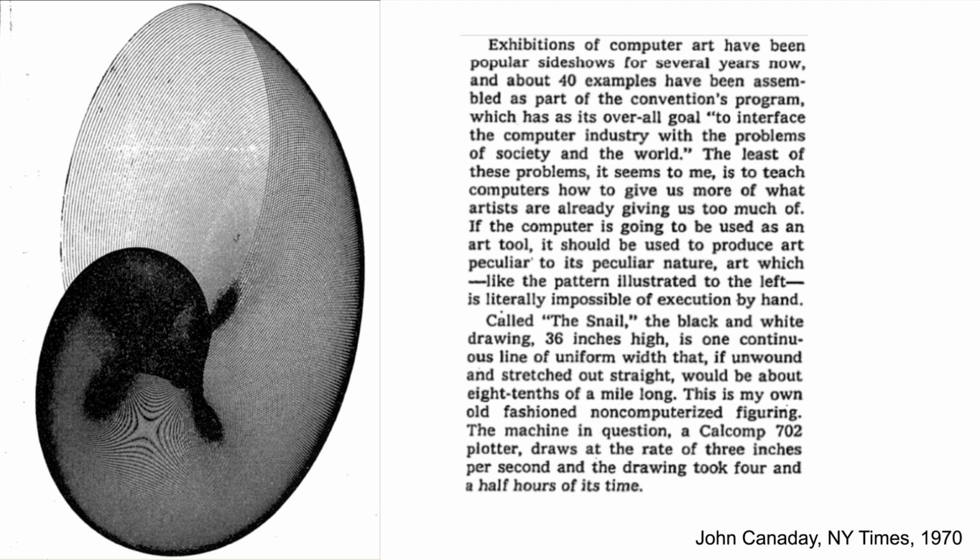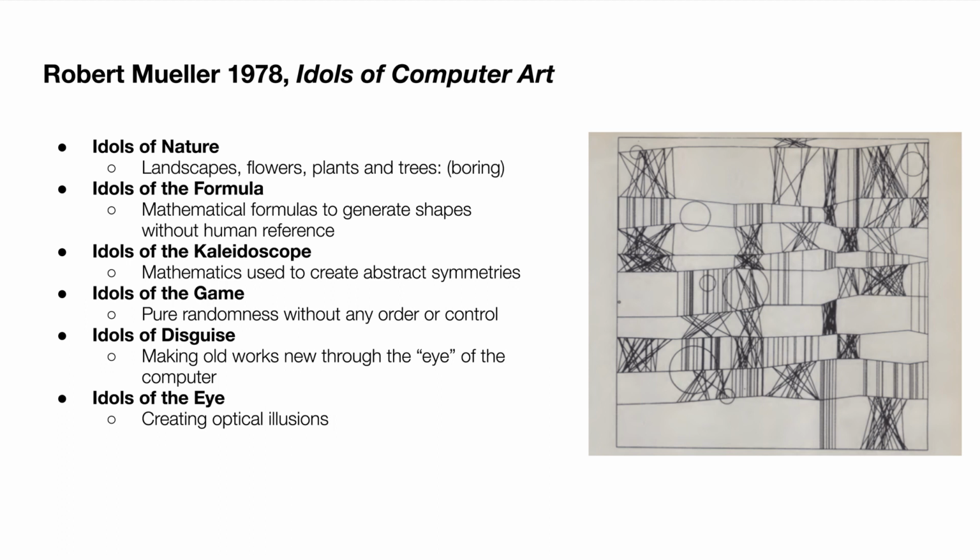Another artist, Robert Mueller, writes in Idols of Computer Art in 1978 that he's tired of a set of cliches, which he calls idols, in computer-generated art. The cliches are these. There's idols of nature, which are landscapes, flowers, plants, and trees. This is boring, he says. Why use computers to represent the natural world? This has already been done by humans, drawing and painting and sculpting. So what can computers do that go beyond this?